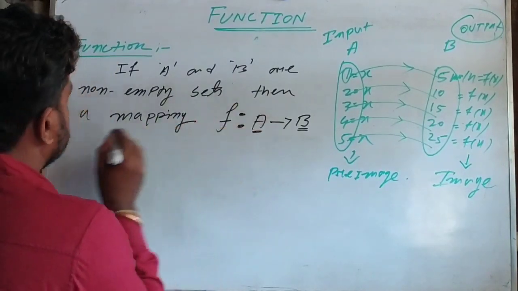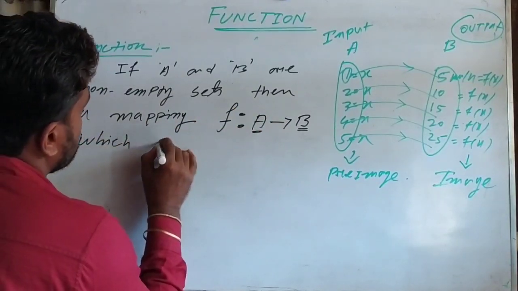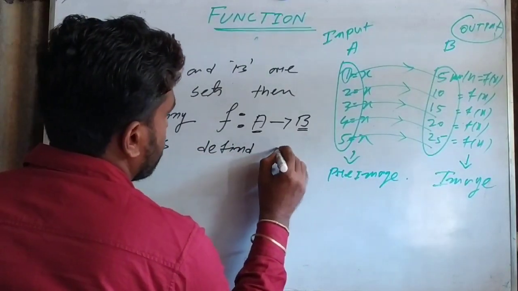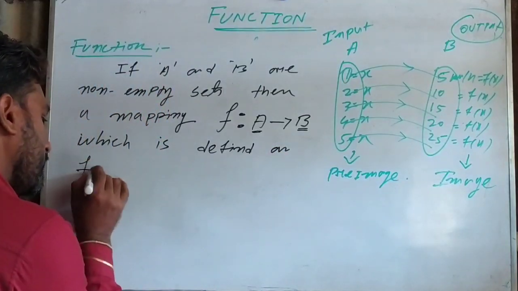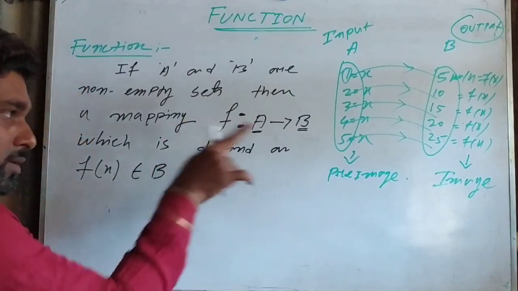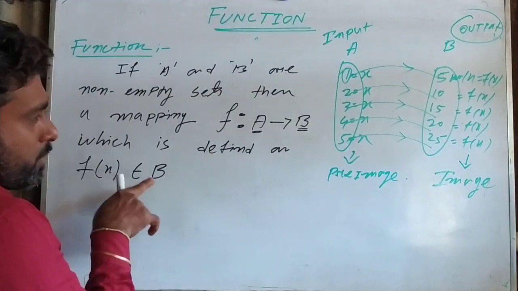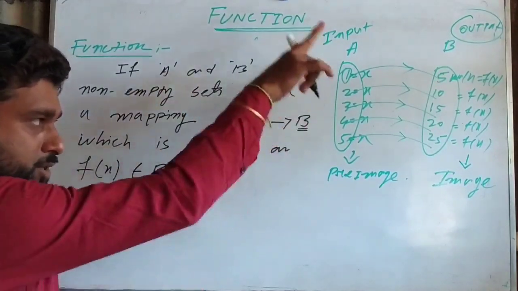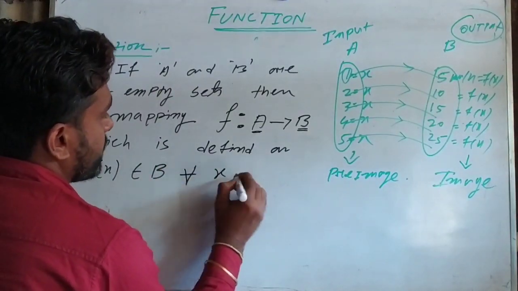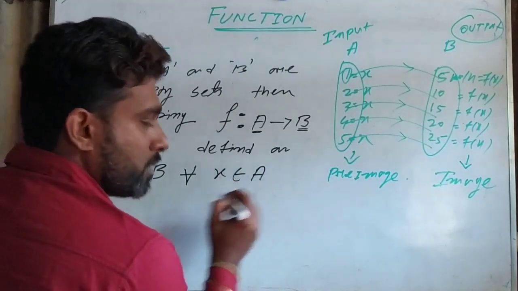Then the F mapping is given by, which is not defined as fx belongs to B. But all the output will belong to the set B. You can see all the values of fx belong to the set B, for all x belongs to A.